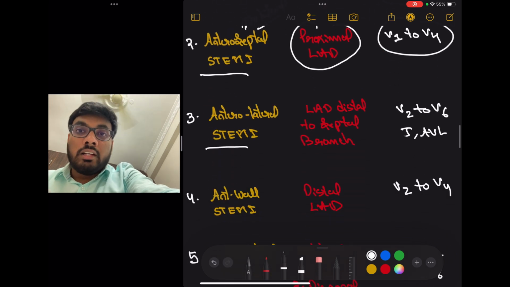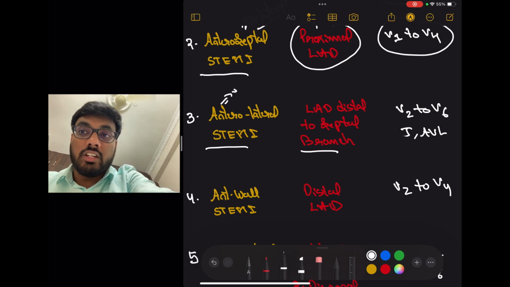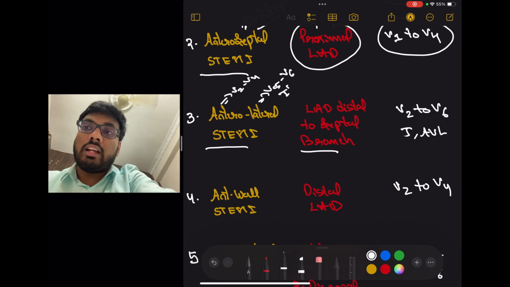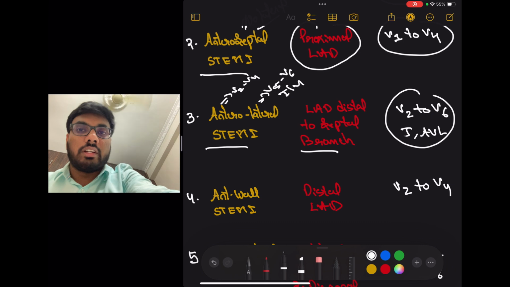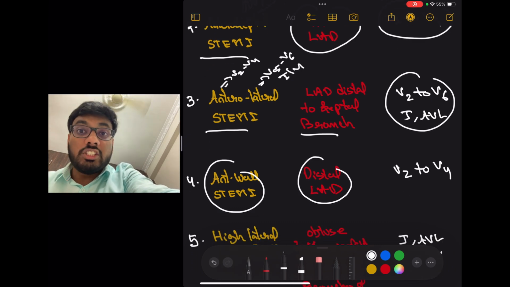Anterolateral STEMI, again LAD occlusion only, distal to the septal branch. In anterolateral STEMI, ST elevations are seen in the anterior leads, V2 to V4, and the lateral leads, V5 to V6, 1 and AVL, that is V2 to V6, 1, AVL. Anterior STEMI only is a distal LAD occlusion, that is distal to the diagonal branches. ST elevations are seen only in V2 to V4.